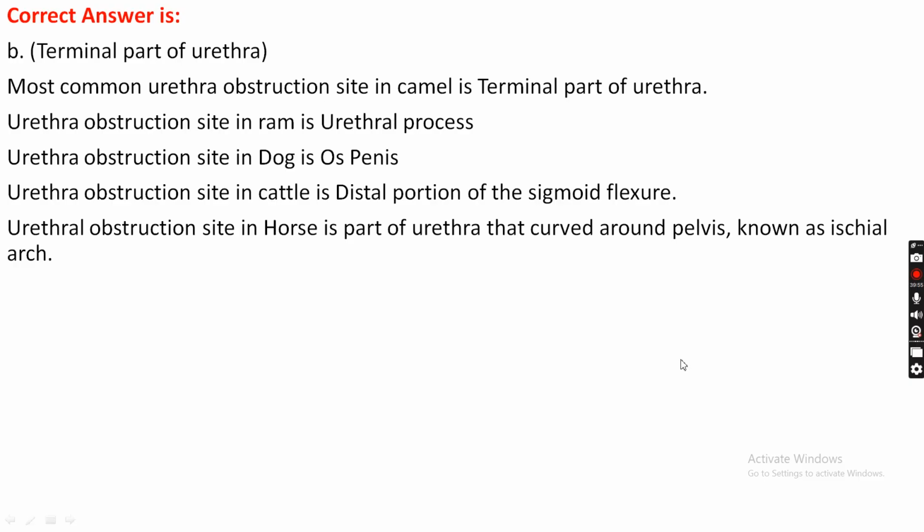The urethral obstruction site in ram is the urethral process, while in dog it is the os penis. In cattle it is the distal portion of the sigmoid flexure, while in horse it is the part of the urethra that curves, which is mainly near the ischial arch.